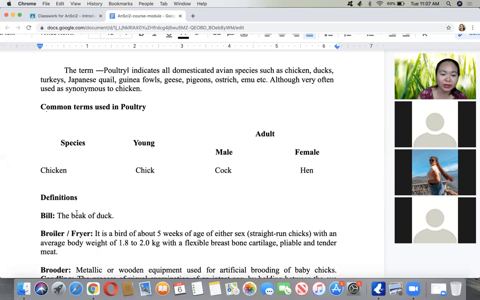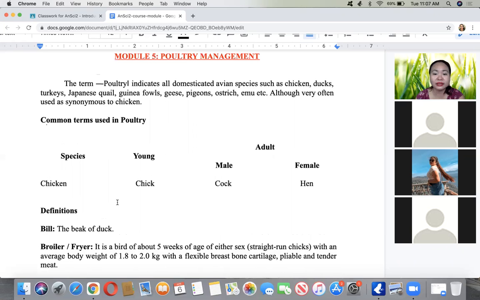Before we proceed with the bill or the beak, or we call it the beak of a duck, each of these poultry also have different scientific names, and all of you have identified that last time.